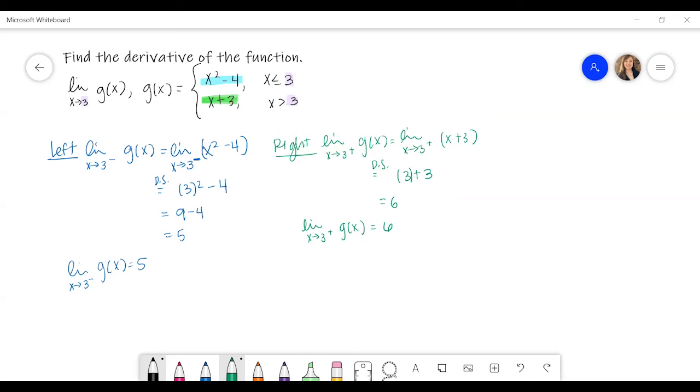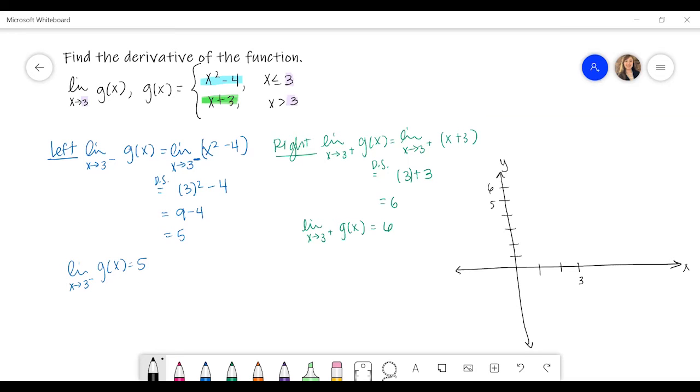Now, you can already see there's a problem here, right? There's a disconnect between these two. If we were to graph these, again, I want to be conscious of this value of c, x is equal to c, which in our case is 3.